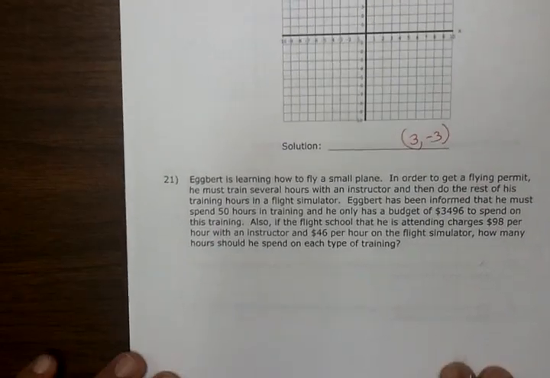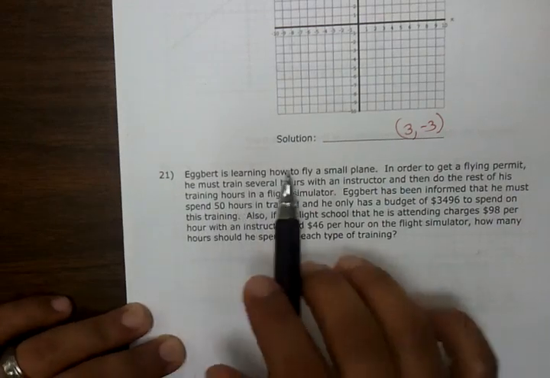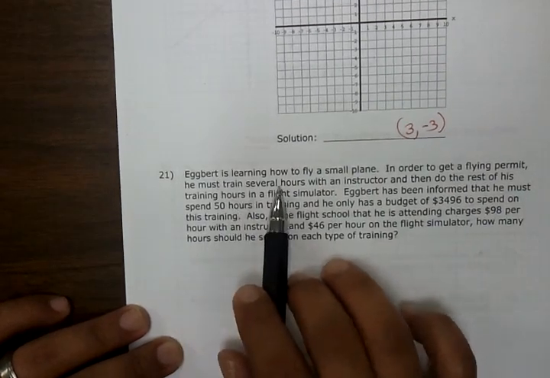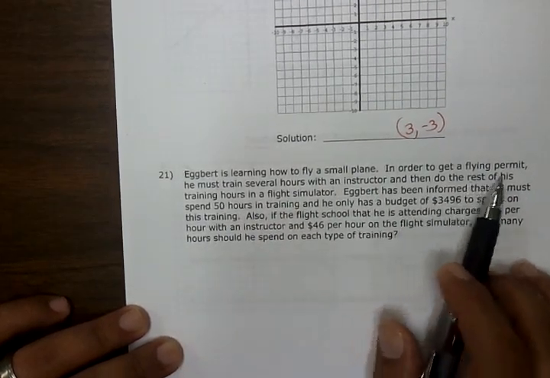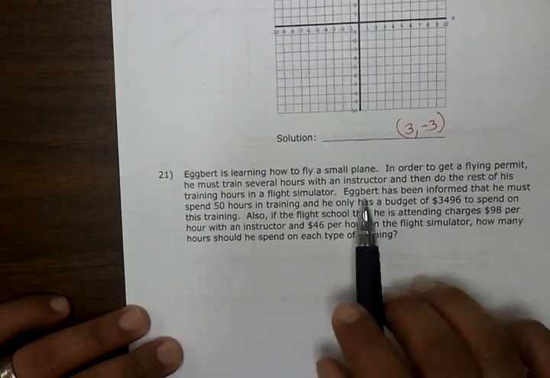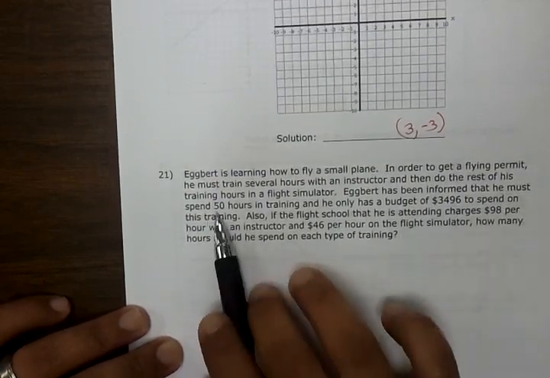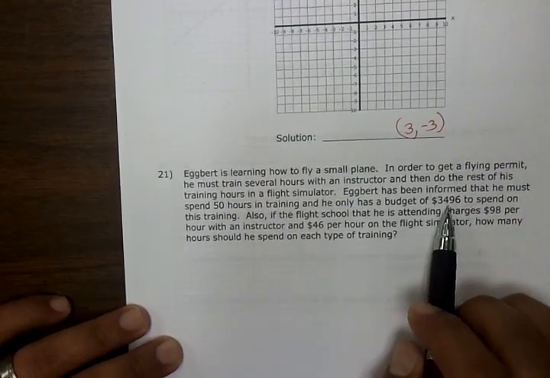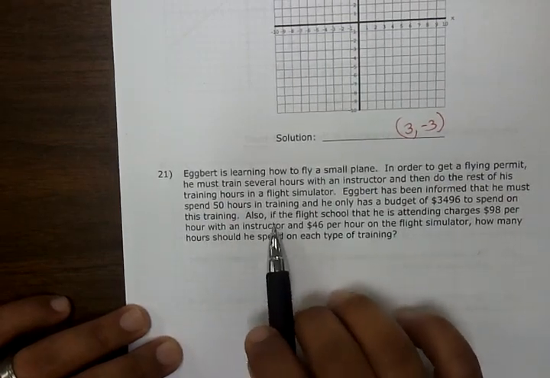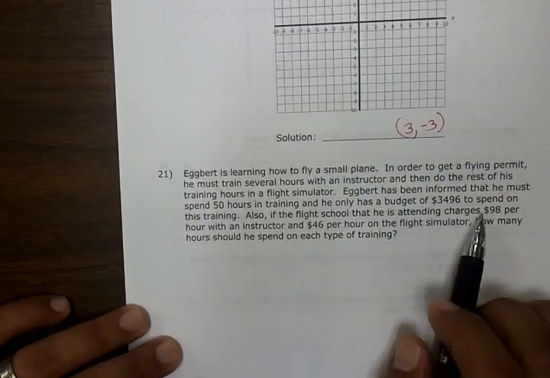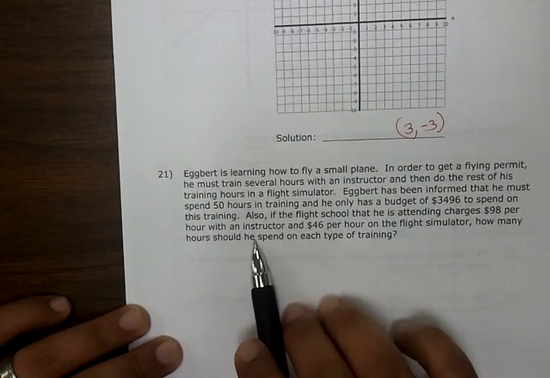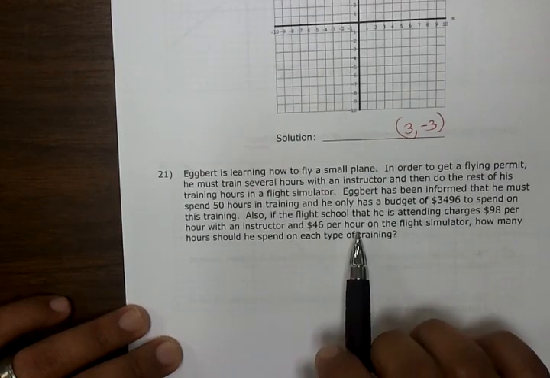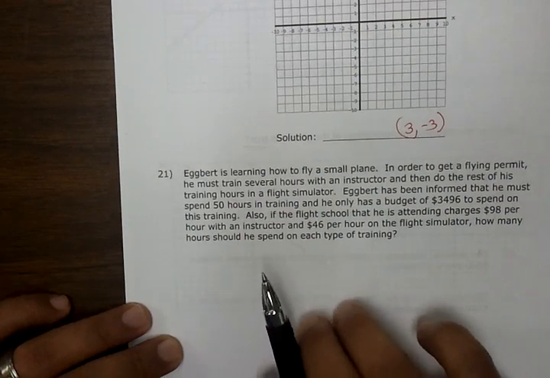Okay, now let's go ahead and read the next question. It says, Egbert is learning how to fly a small plane. In order to get a flying permit, he must train several hours with an instructor and do the rest of his training hours in the flight simulator. Egbert has been informed that he must spend 50 hours in training, and he has only a budget of $3,496 to spend on this training. Also, the flight school that he is attending charges $98 per hour with an instructor and $46 per hour on the flight simulator. How many hours should he spend on each type of training?